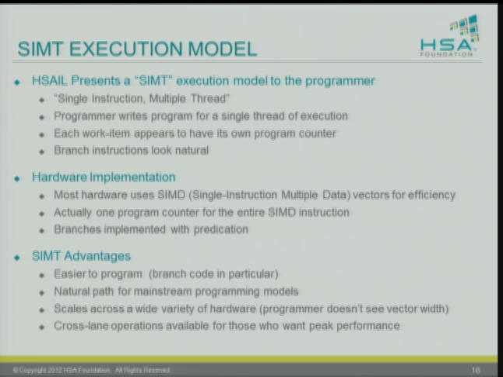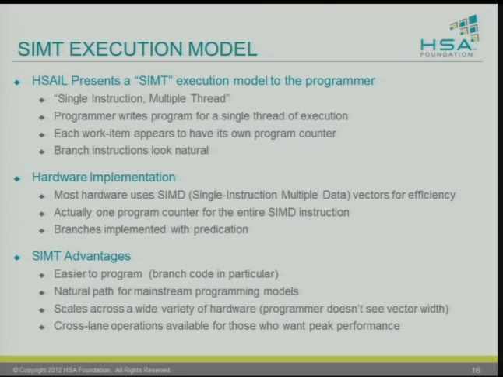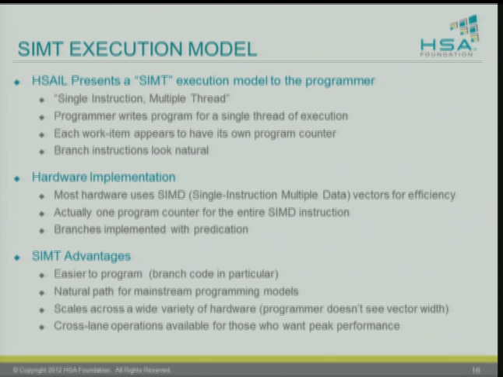SIMT has the advantages. It's a much easier model to program for as opposed to explicit vectors. It's a very natural path for mainstream programming models like Java, for example. People tend to program in a single thread of execution. The real key, though, is that the SIMT model scales very well across vector hardware, across different vector widths. Because we haven't exposed the vector width to the programmer, the same piece of code can run effectively on a vector width of 4 or 8 or 1 or 64, because the scaling there is done under the covers. It's not exposed directly to the programmer.